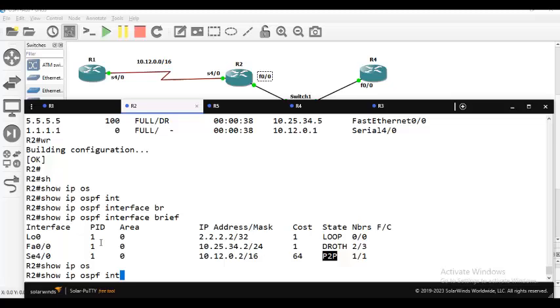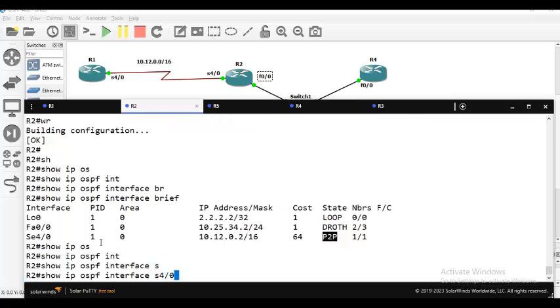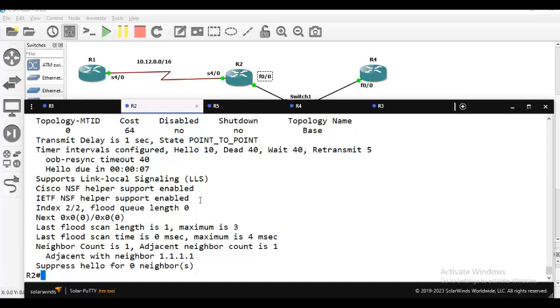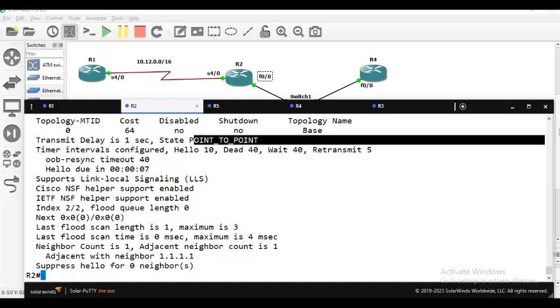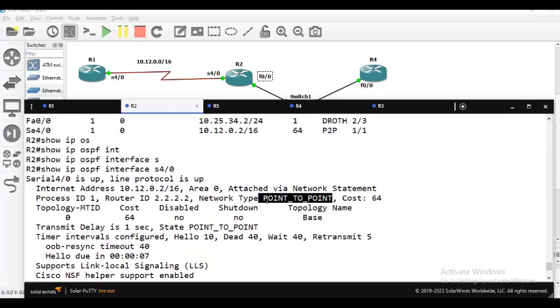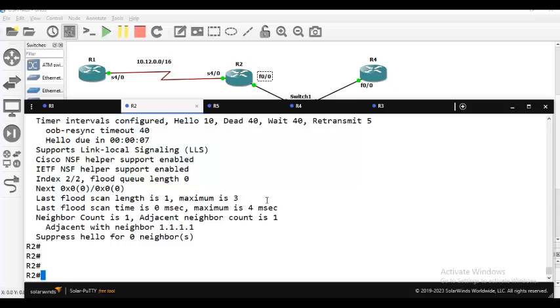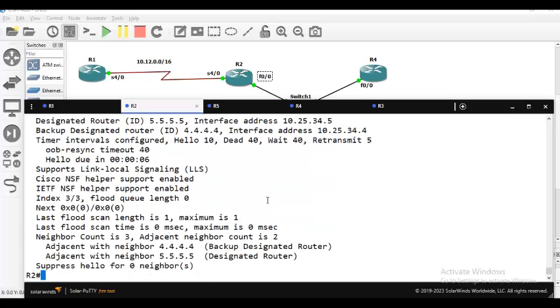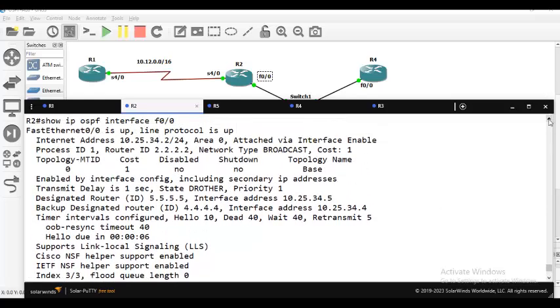But on the other side of router 2, fast Ethernet 0/0 shows that I have a DR, which is 5.5.5.5. I have a BDR, which is 4.4.4.4. The network type is broadcast. The priority is 1. I'm talking to the designated router using this address. I'm talking to the backup designated router using this address. Who is saying this? Router 2 is saying these things. That's right.